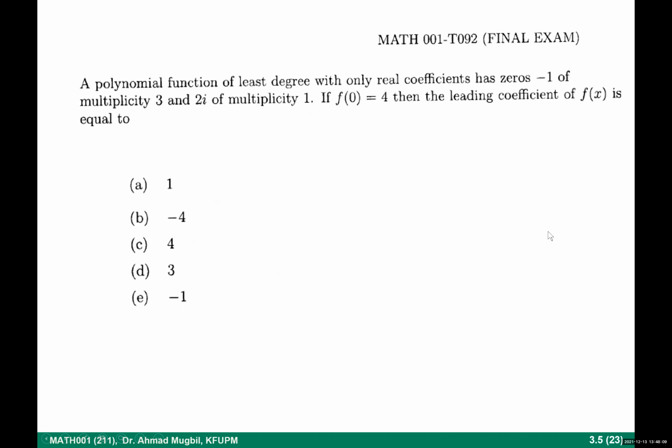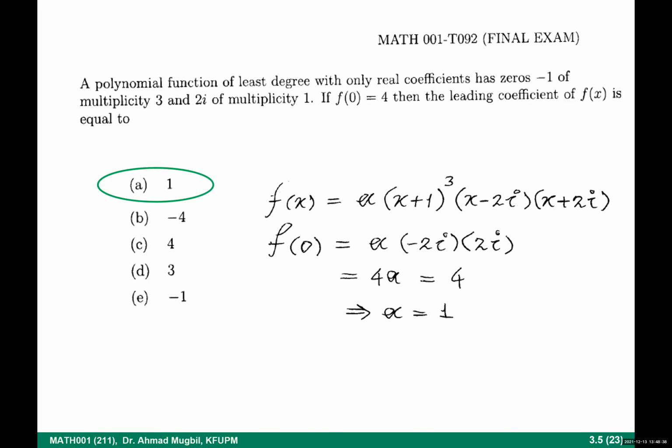A polynomial function of least degree with only real coefficients has zeros -1 of multiplicity 3 and 2i of multiplicity 1. If f at 0 is 4, then the leading coefficient of f is, he's asking for what? For a. How to solve it? We have a times x plus 1 to the power 3, multiplied by x minus 2i times x plus 5. Excellent. And of course now no need to expand, no need to do anything. Just substitute to find what is a.